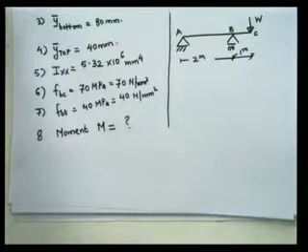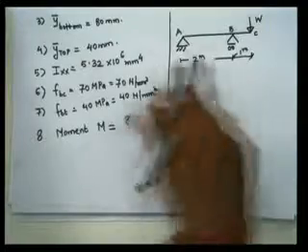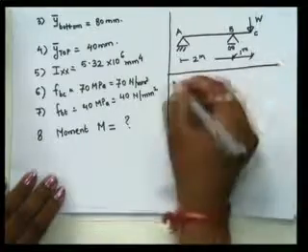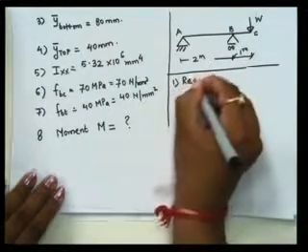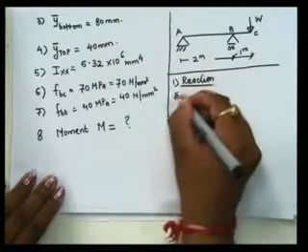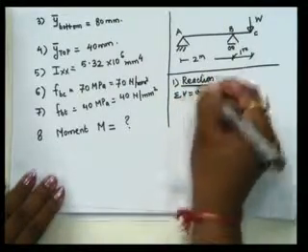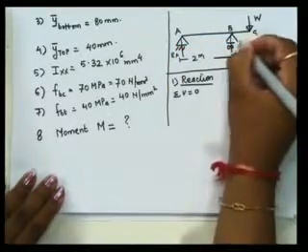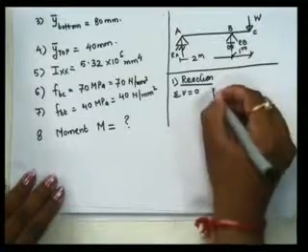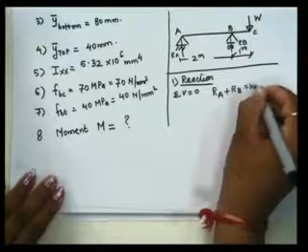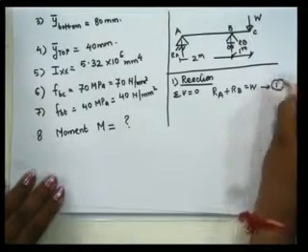Now I want to calculate the value of bending moment. Before calculating the value of bending moment, I have to calculate the value of reactions, right? So the first step is reaction calculation. Sigma V is equal to 0. So RA plus RB is equal to W. This is equation 1.